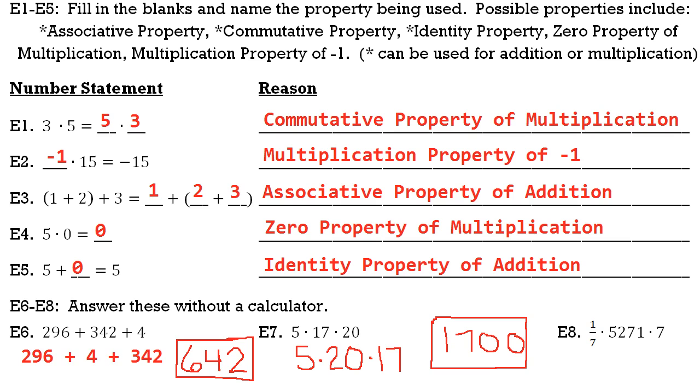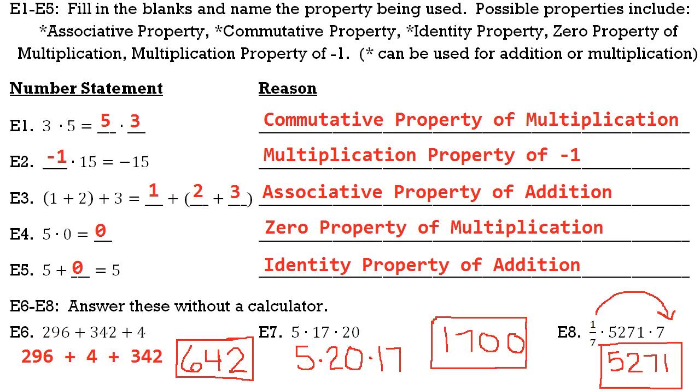Example number 8, I tried to make scary looking, but I think you can probably see through it. 1/7 of 7 is just 1. 1/7 is the reciprocal of 7 over 1, so when you multiply the two together, you just get 1, which basically means if you change the way you look at this problem and deal with the 1/7 and the 7 first, you find out you're going to keep a final answer of 5,271.